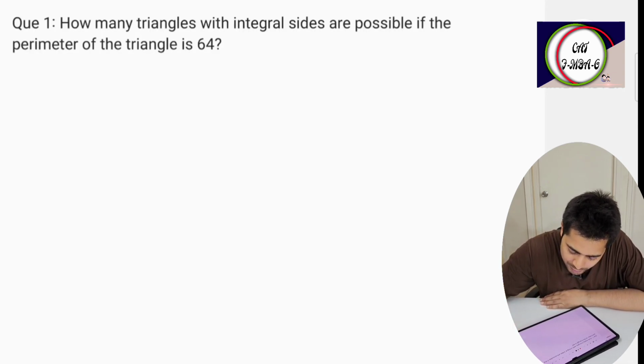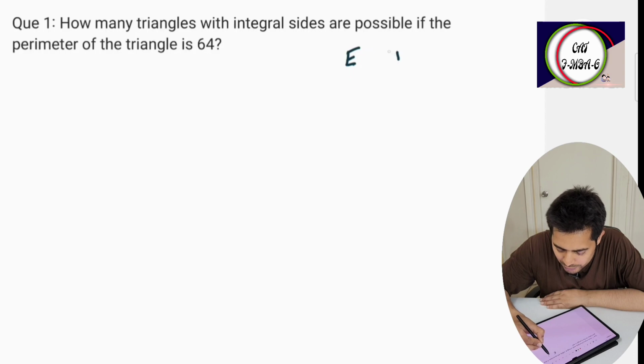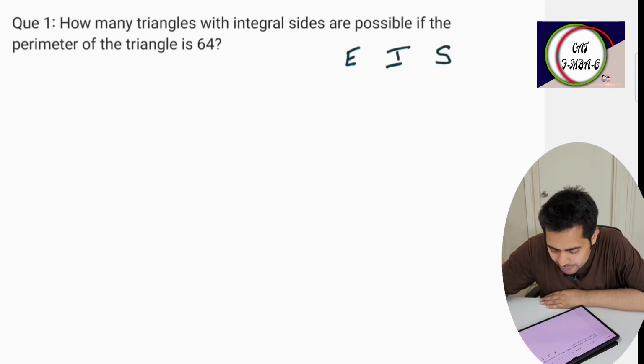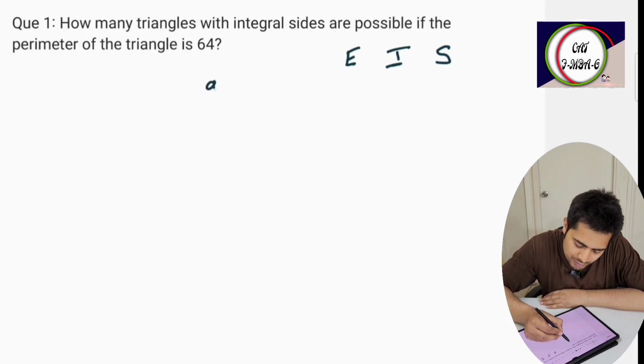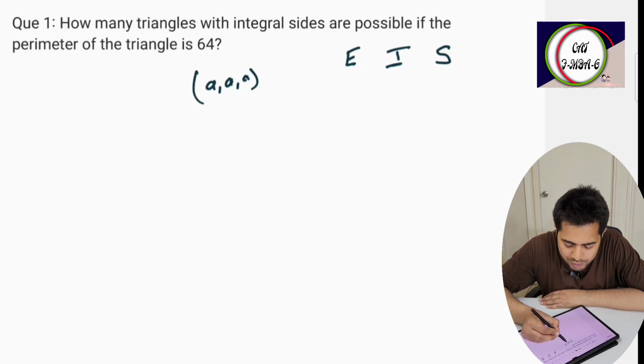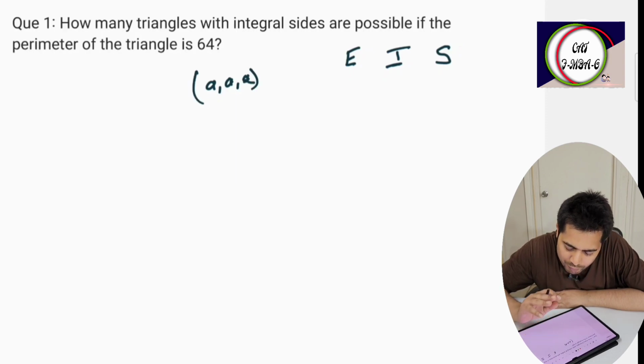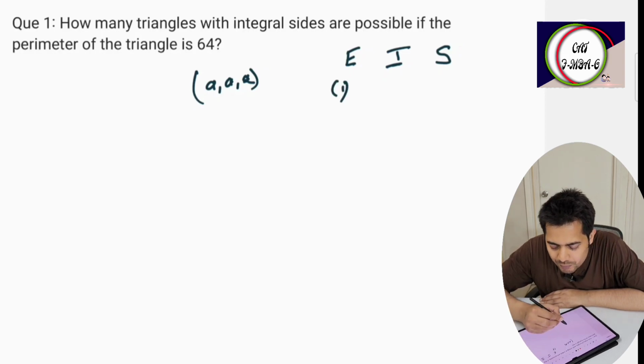How many triangles with integral sides are possible if the perimeter of the triangle is 64? Also remember, with certain conditions, equilateral triangles will be represented by E, isosceles will be represented by I, scalene will be represented by S. Since an equilateral triangle has all sides equal to A, only one combination will be possible. So whatever the number of equilateral triangles you arrive at, you will consider it as one case.